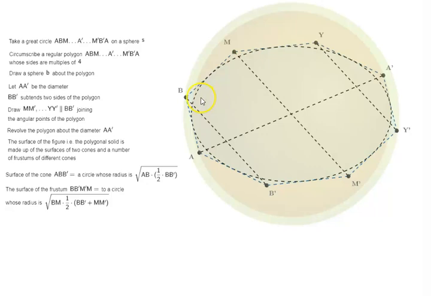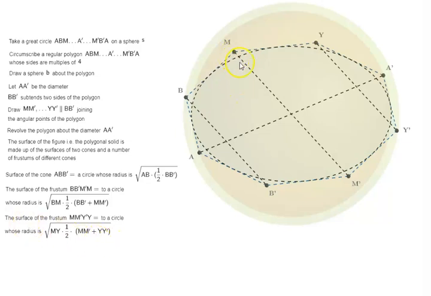Now the surface of the frustum formed by the revolution of MB about A prime, again we have seen, is equal to a circle whose radius is square root of Bm, the side of the frustum, times the sum of the radii of these two surfaces, top and bottom of the frustum. So here we have B prime and M prime. So it will become half of B prime plus M prime.